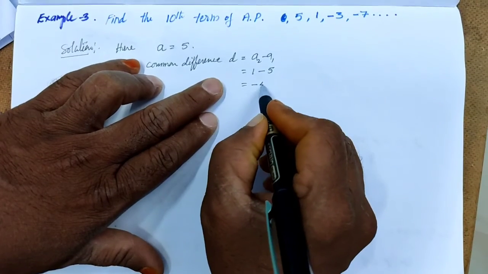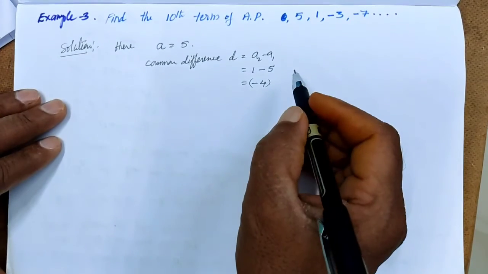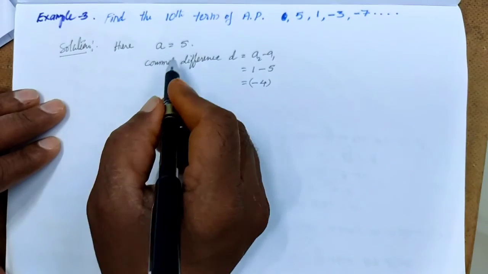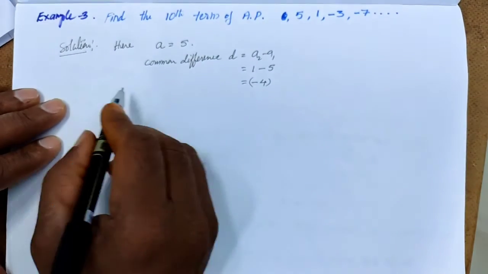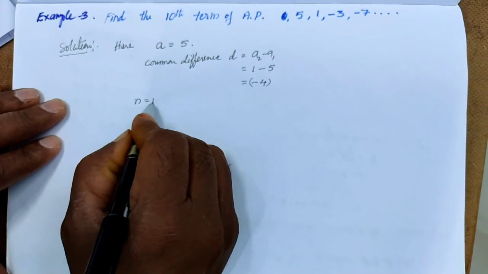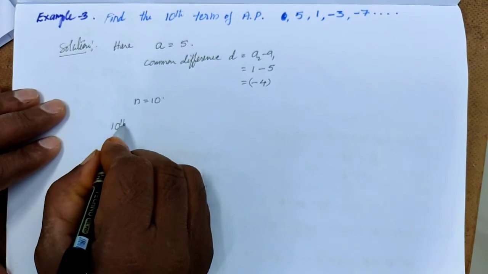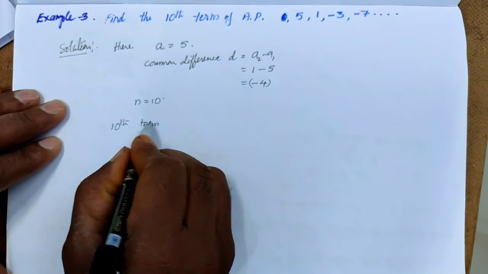So which is equal to minus 4. The common difference is minus 4. Now the first term is given as 5, the common difference D is given, and n is equal to 10 is given. Now the 10th term.